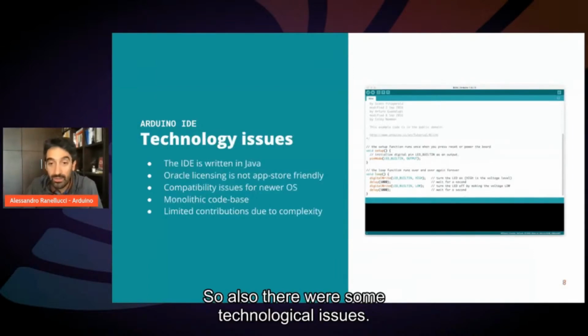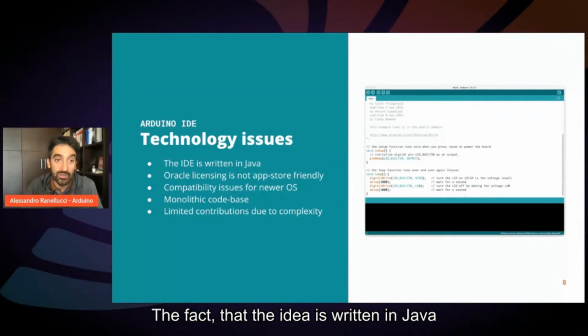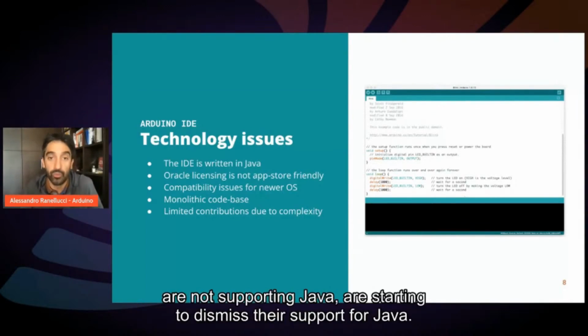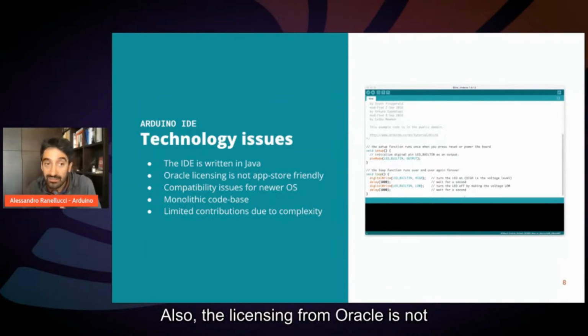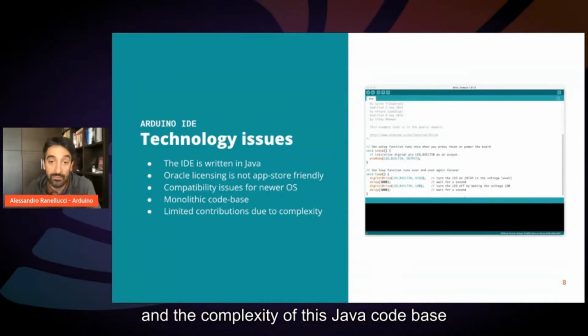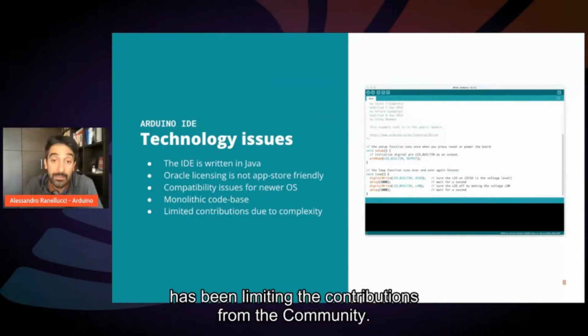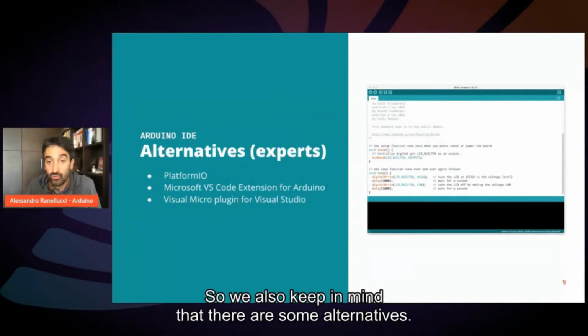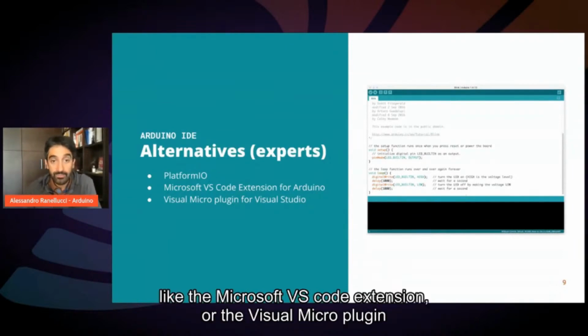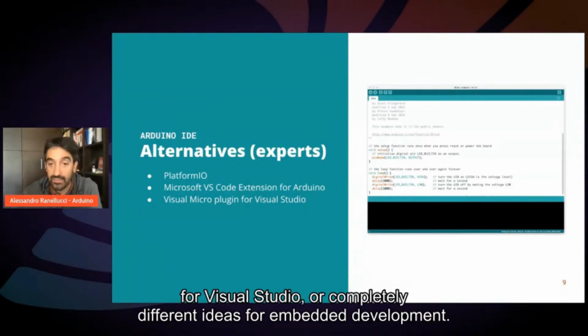There were also some technological issues. The fact that the IDE is written in Java started to be a bit of a problem, considering that modern operating systems are starting to dismiss their support for Java. Also, the licensing from Oracle is not friendly with app stores, and the monolithic code base and the complexity of this Java code base has been limiting the contributions from the community. We also kept in mind that there are some alternatives. Expert users are using other solutions like Platform.io, like the Microsoft VS Code extension, or the Visual Micro plugin for Visual Studio, or completely different IDEs for embedded development.